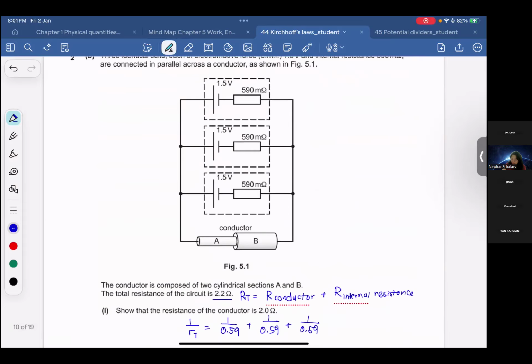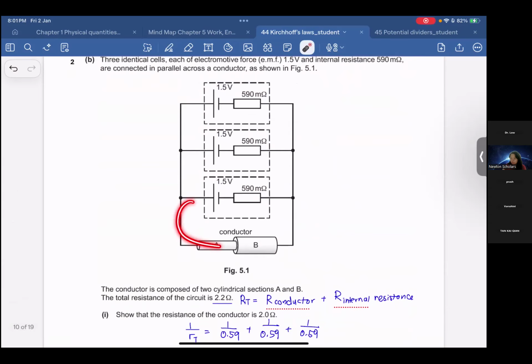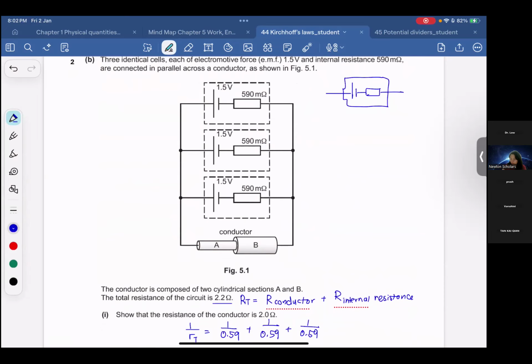Okay. The current flowing through the conductor actually is the total current. So you can assume that you solve the problem for the total battery first. What I draw is actually the total. 3 cells, I make it become 1. Then this is my conductor. What is the current flowing through the conductor here? This is total current. So how do you solve total current?